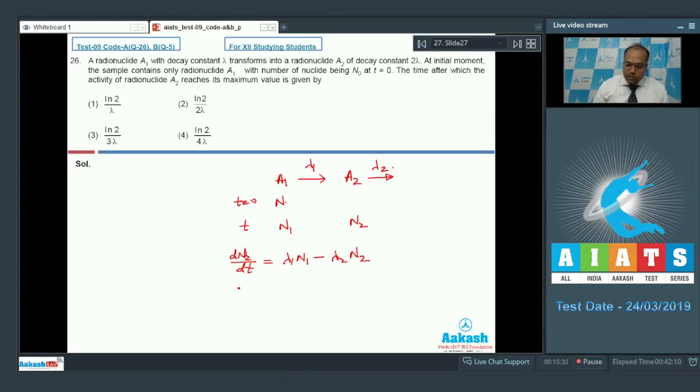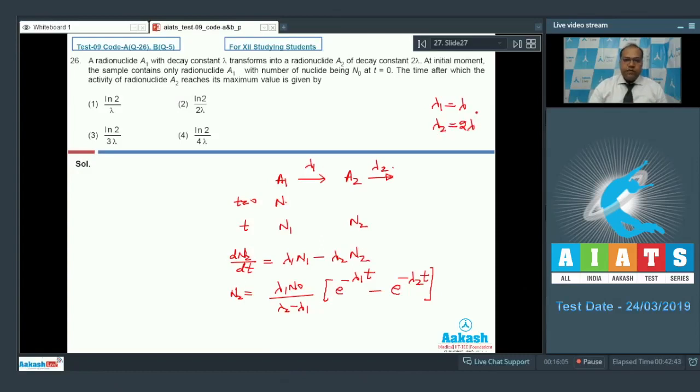If I solve this differential equation, the value of N2 comes out to be lambda 1 N0 divided by lambda 2 minus lambda 1, into e raised to the power minus lambda 1 t minus e raised to the power minus lambda 2 t. In this question, lambda 1 is lambda and lambda 2 is 2 lambda. Substituting this data, the value of N2 comes out to be N0 into e raised to the power minus lambda t minus e raised to the power minus 2 lambda t.